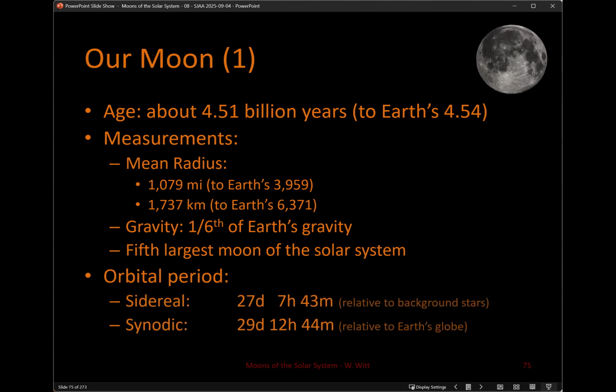Its orbital period actually gets a little complicated here, right? There are these two different terms I've used, sidereal and synodic. The first one is if we look at the Earth-Moon system from the outside, let's say you're an alien out in space, right? And you're looking down at the Earth-Moon system and you're tracking the moon's orbit around the Earth based on the background stars. If you do that, then yeah, you will see that it takes 27 days and change, right, for the moon to make one complete orbit around the Earth.